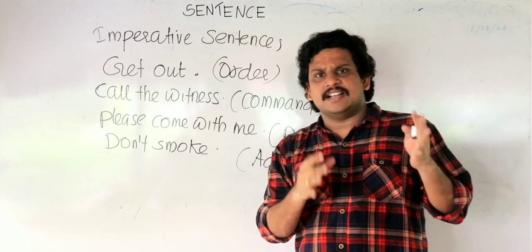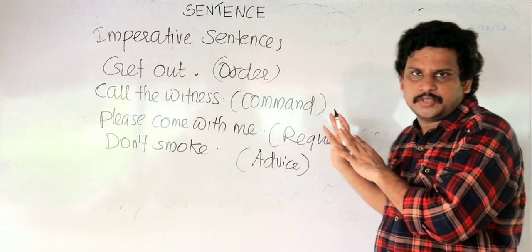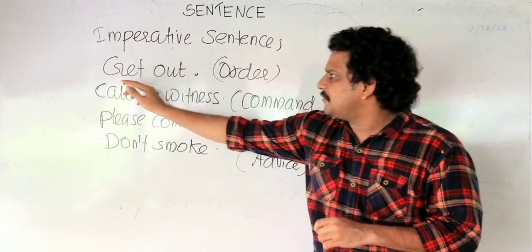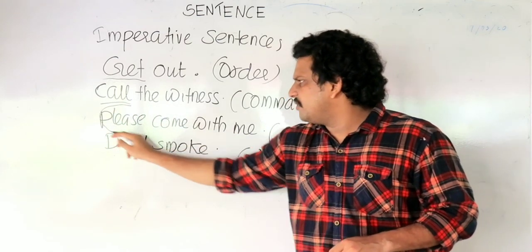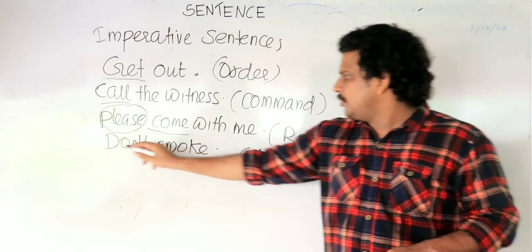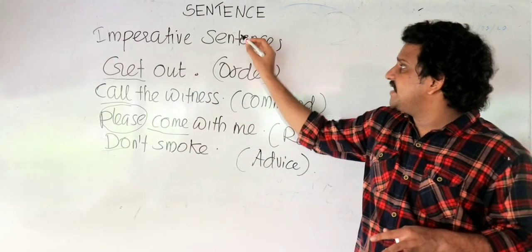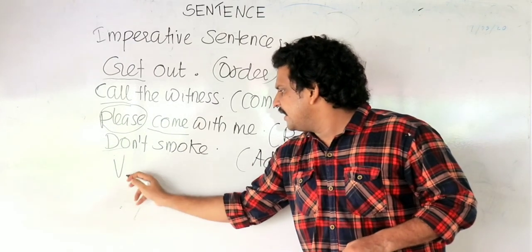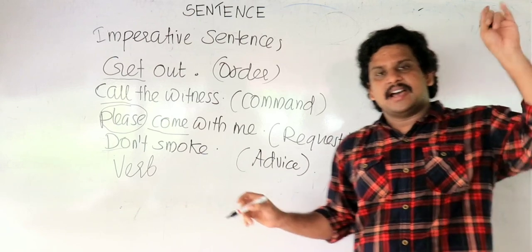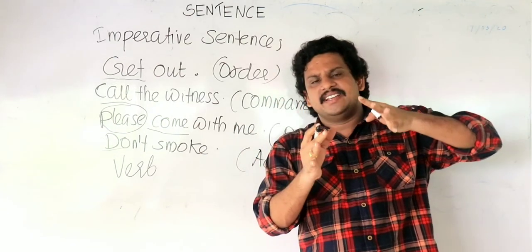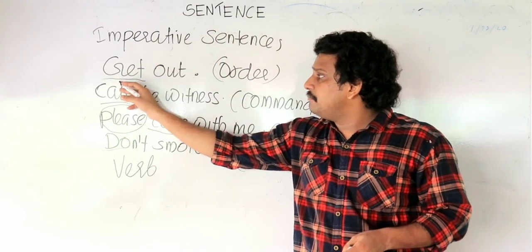An assertive sentence also ends with the full stop. So this one also ends with a full stop. But look at the first word. Get, call, please. Please is not a word, it's just an expression. Don't come, do. So these are verbs. So it is clear, a sentence which begins with the verb and ends with full stop. But an assertive sentence begins with a subject and ends with full stop. But an imperative sentence, verb and full stop.